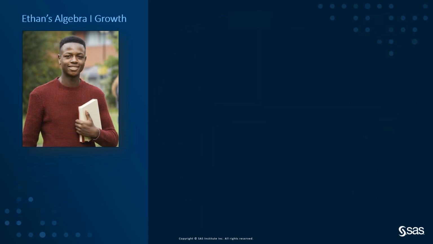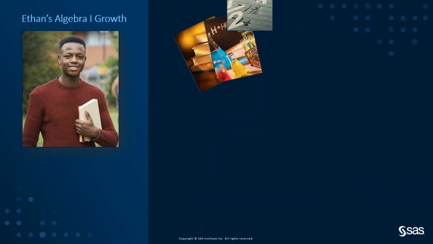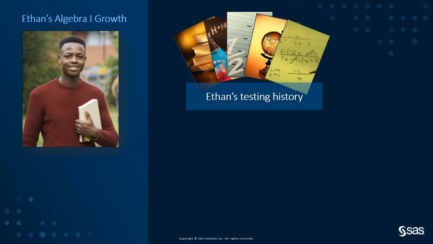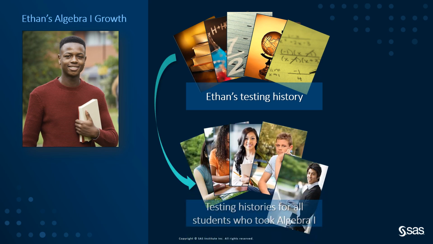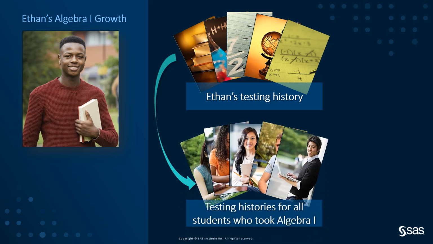Now, let's consider Ethan. Just as we did with Whitney, we can determine Ethan's expected score by considering his testing history, along with the testing histories of all students in Texas who took the same Algebra 1 assessment in the same year.